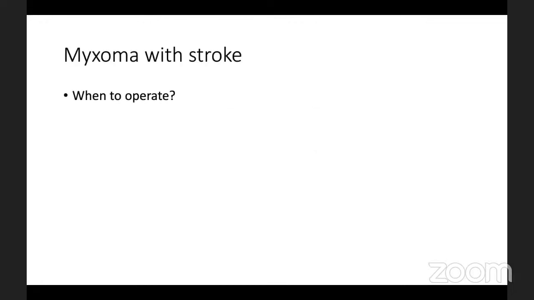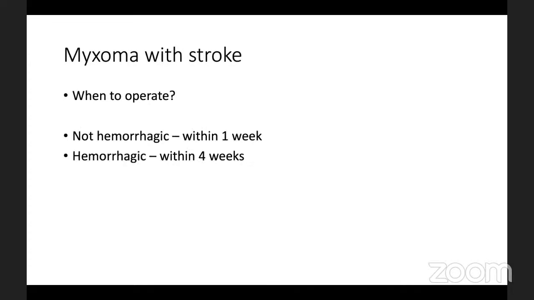Yeah, thank you. So I don't want to take a lot of time. But myxoma with a stroke, as Abdulrahman mentioned, you want to operate if it's hemorrhagic within 4 weeks, if it's not hemorrhagic within 1 week, exactly as infective endocarditis.